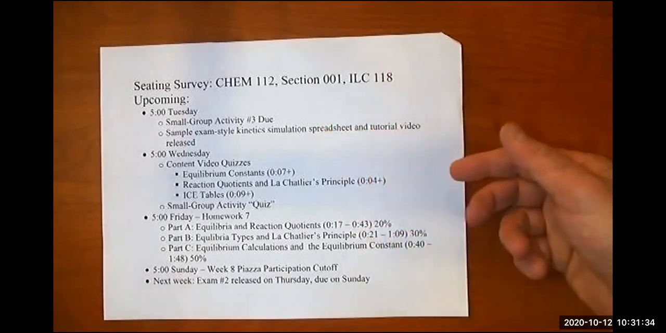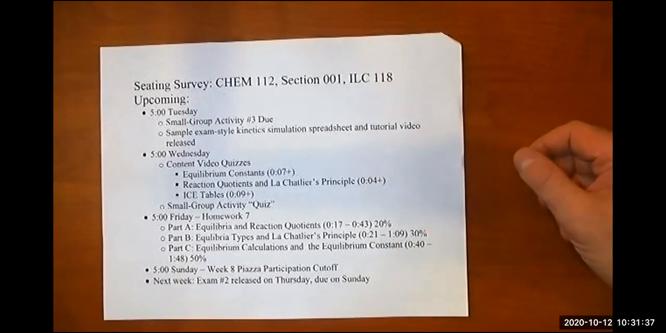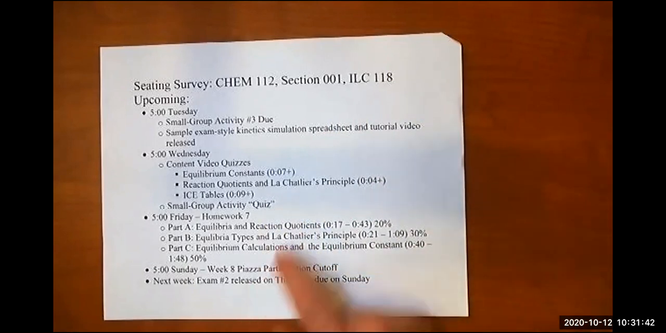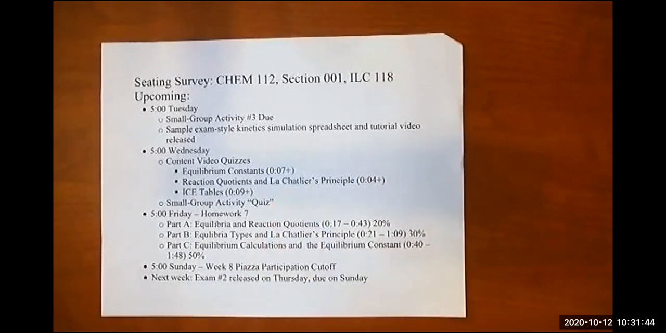On Wednesday, as usual, the content videos are going to be due for this week, and there is the quiz over the small group activity on Wednesday as well. Friday, homework 7 is due, 3 parts. And as usual, Piazza participation cutoff on Sunday. Next week is when we're going to be releasing exam 2 on Thursday, due on Sunday. Exam 2 is covering kinetics and the first week of equilibrium, which is this current week right now.